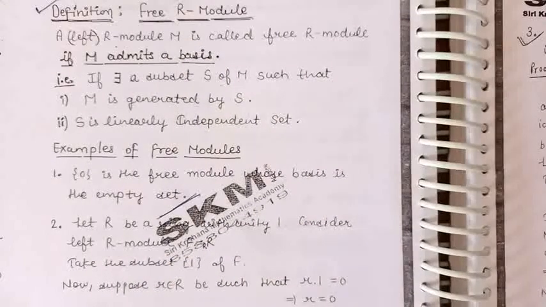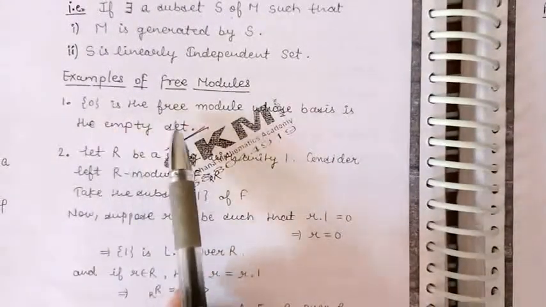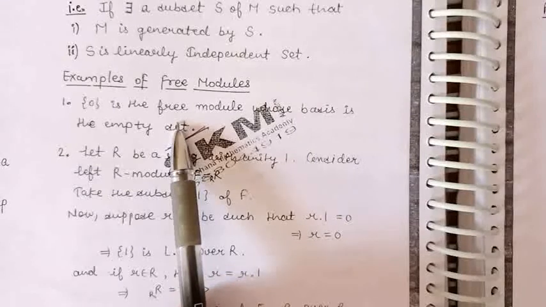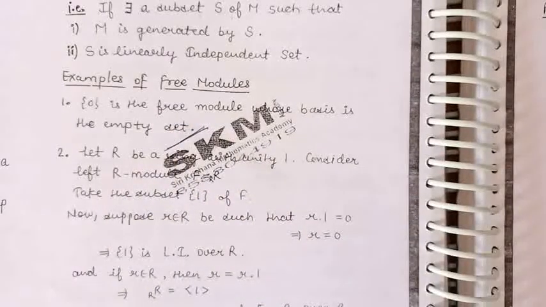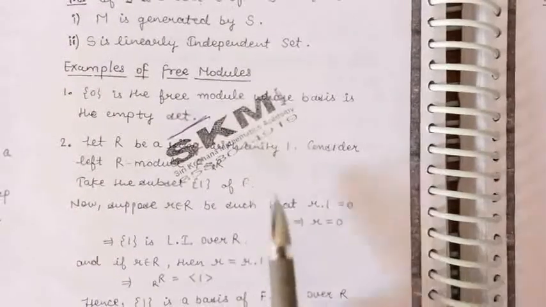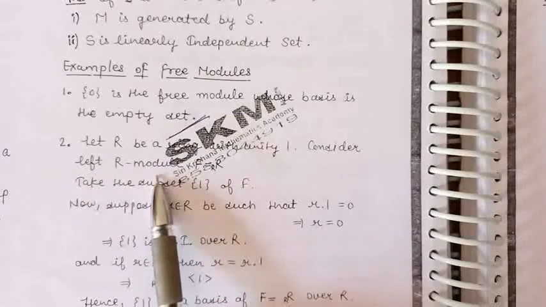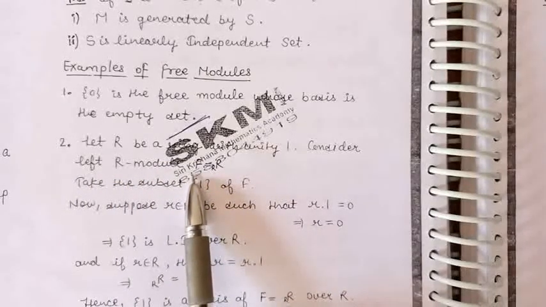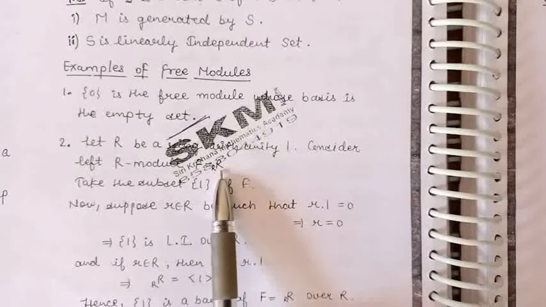Now let us see some examples of modules which are free. First example, the zero module. That is a free module because we can take the empty set as its basis. Another example, let us take R as a ring with unity, and we consider the left R module, which we denote by F. F is a left R module over R.